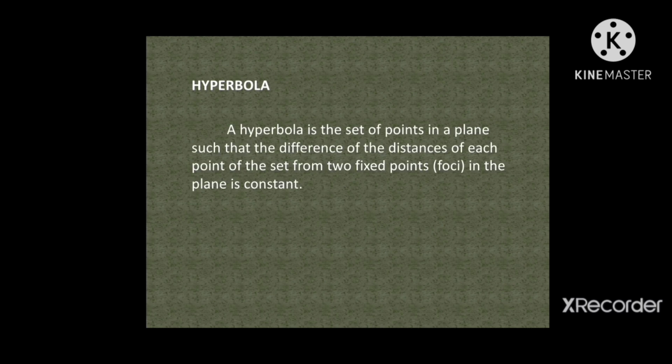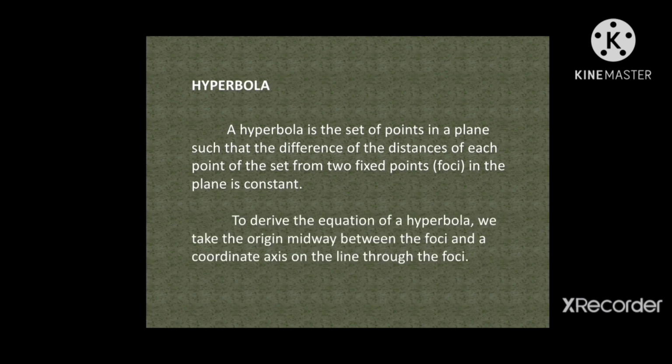So hyperbola. What is a hyperbola? A hyperbola is the set of points in a plane such that the difference of the distances of each point of the set from two fixed points, the foci, in the plane is constant. To derive the equation of a hyperbola, we take the origin midway between the foci and a coordinate axis on the line through the foci.